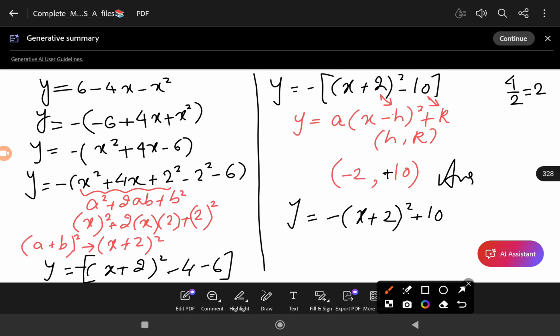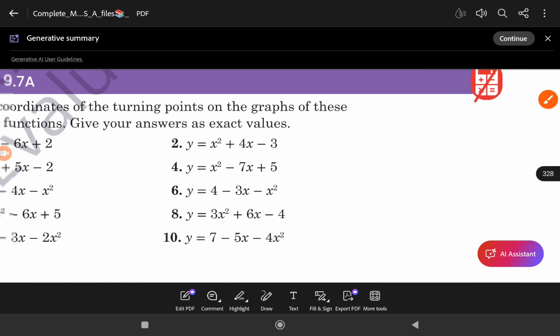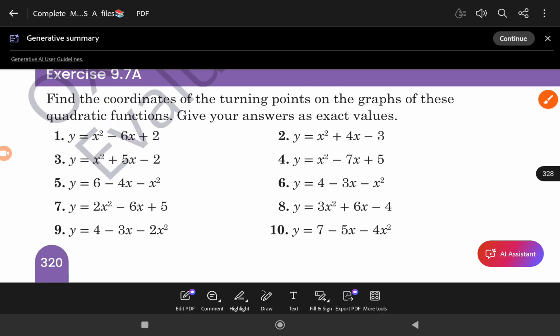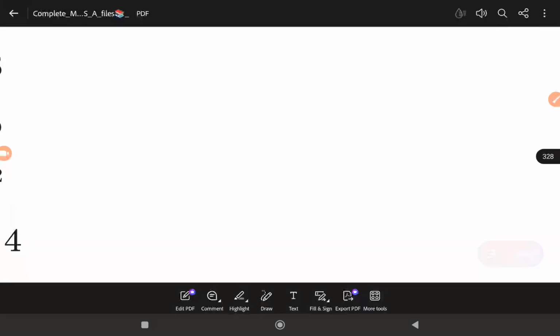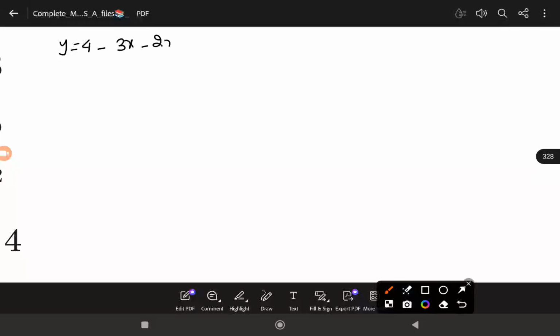Okay, now we'll do question number 7. We'll do question number, I think 9. We'll do question number 9 now. The equation of question number 9 is y equals 4 minus 3x minus 2x squared.